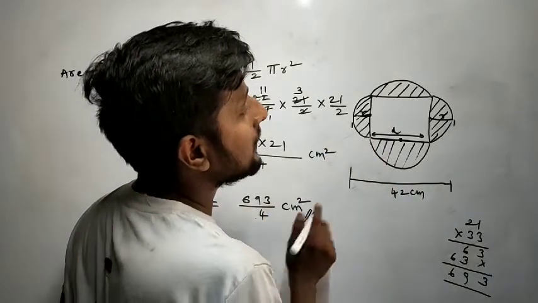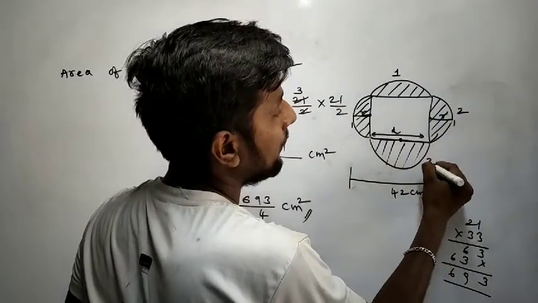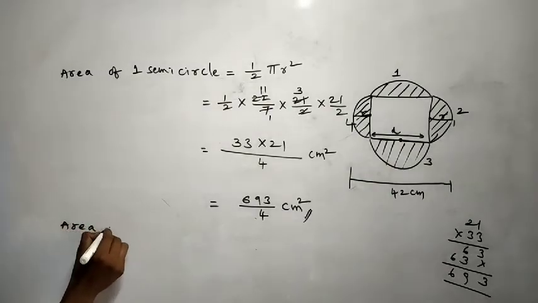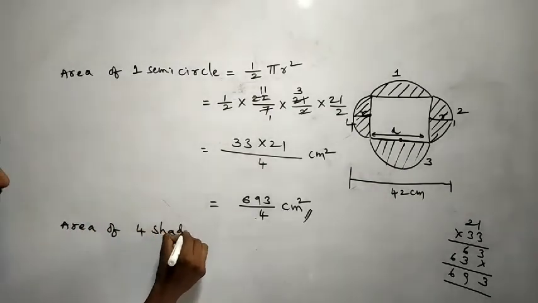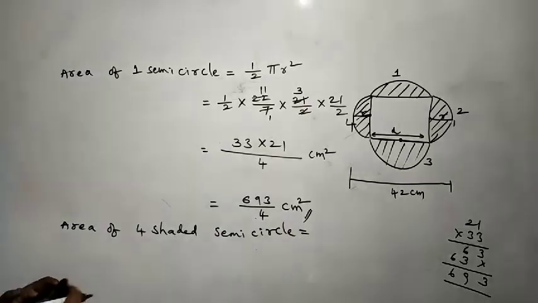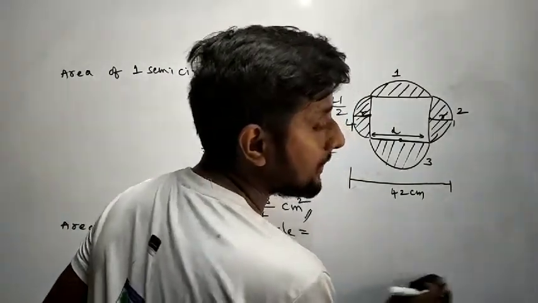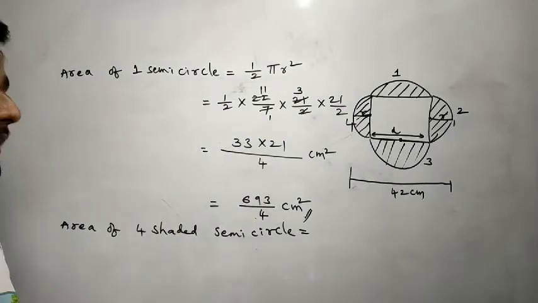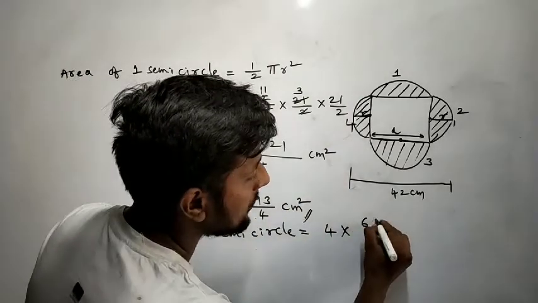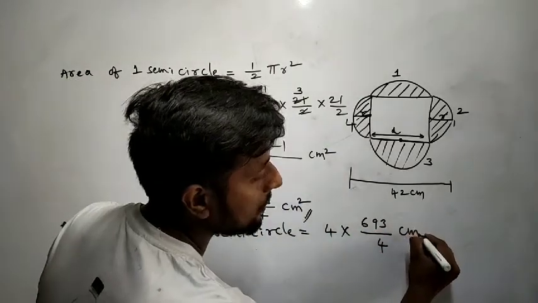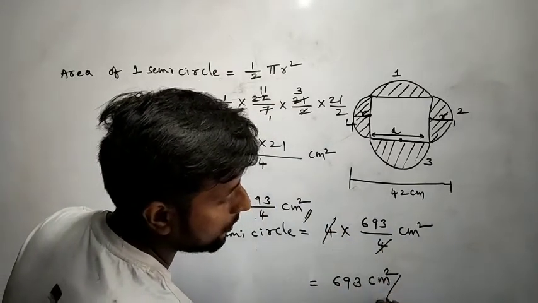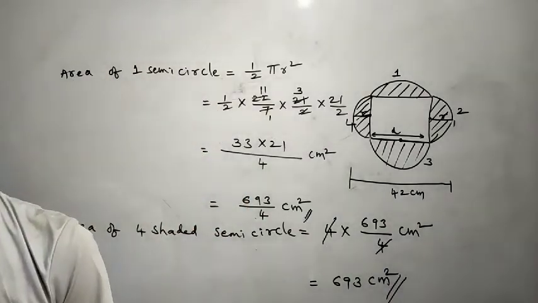But how many semicircles are in the diagram? 1, 2, 3, 4. Correct? So simply here I'll write the area of 4 shaded semicircles. Like we did just before, with the area of 56 buttons, I wrote 56 into 1 button area. In the same way, 4 into 1 area. So 693/4 centimeter square, and here 4 and 4 get cancelled. The answer is 693 centimeter square. So that is the area of the shaded region.